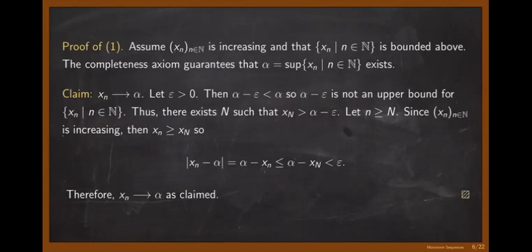So we proved that if a sequence increases and it has an upper bound, it converges to the least upper bound. Did you understand? Do you follow me so far? Any other reactions? Okay, thank you.